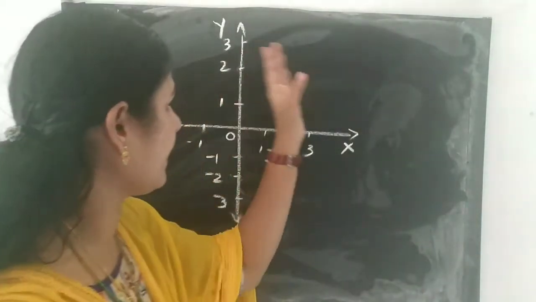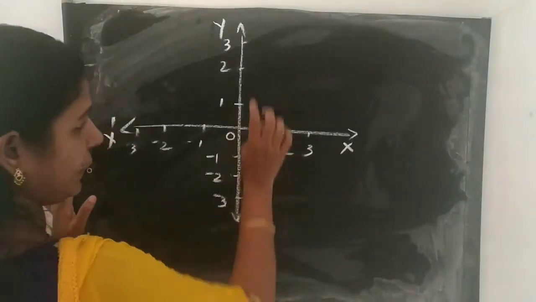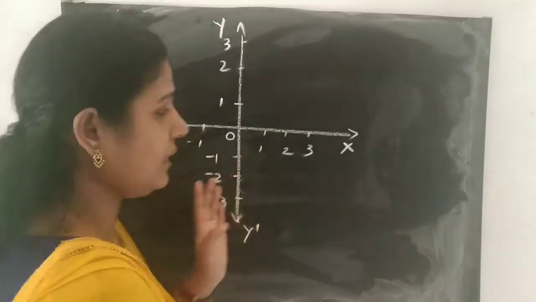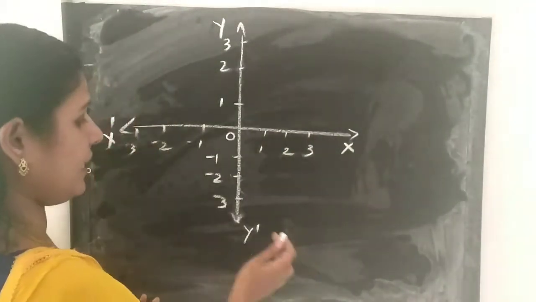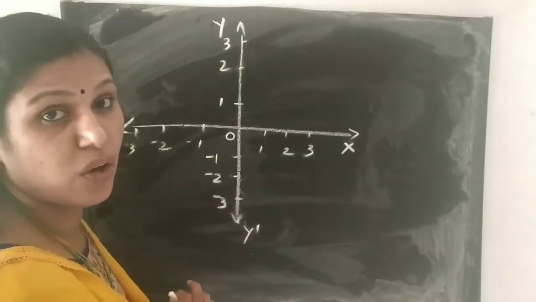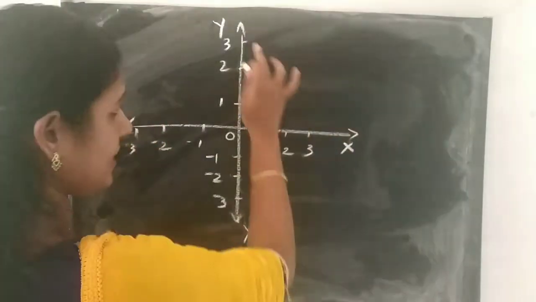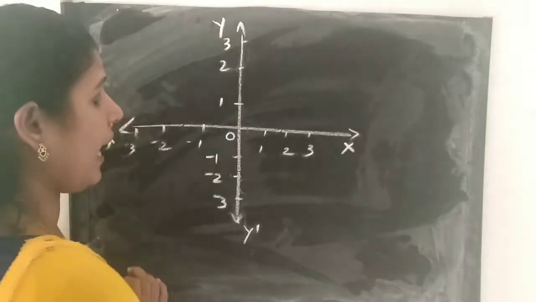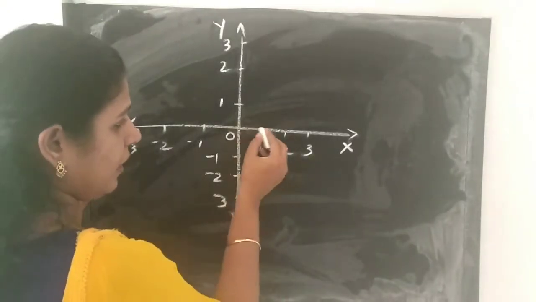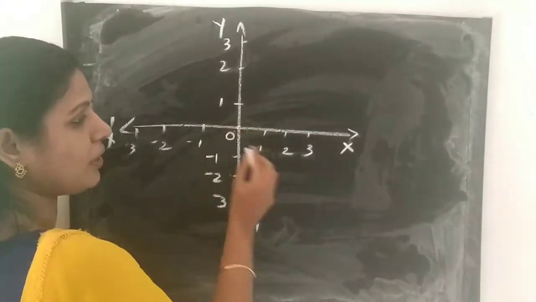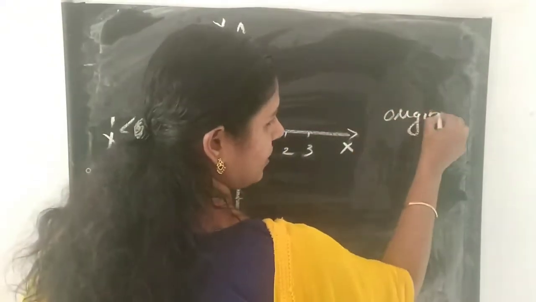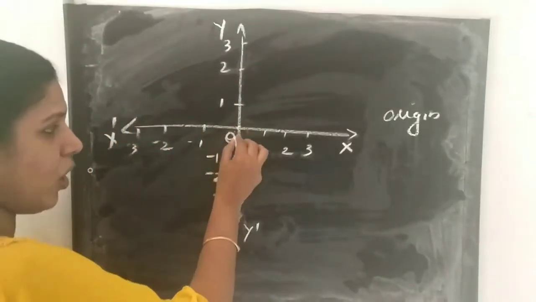When we combine the two number lines, X'X and Y'Y, we get a figure like this. Here O. X'X is known as the x-axis. Y'Y is known as the y-axis. The point from which the numbers are marked is known as the origin, and it is represented by O.